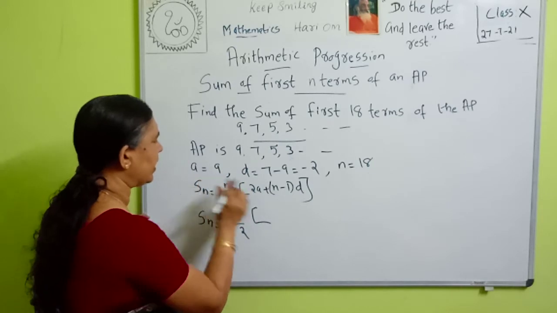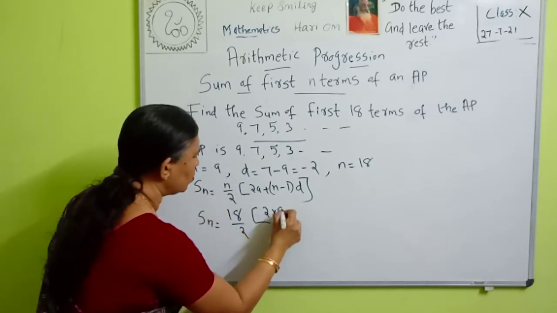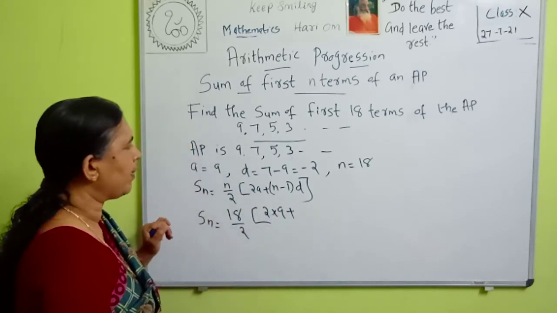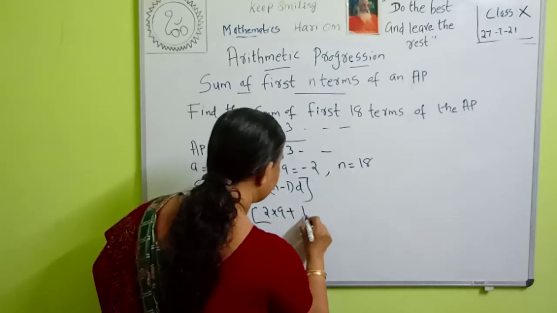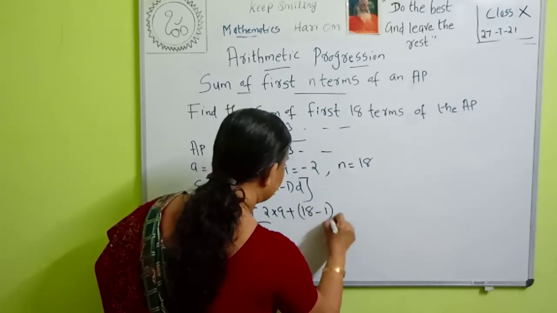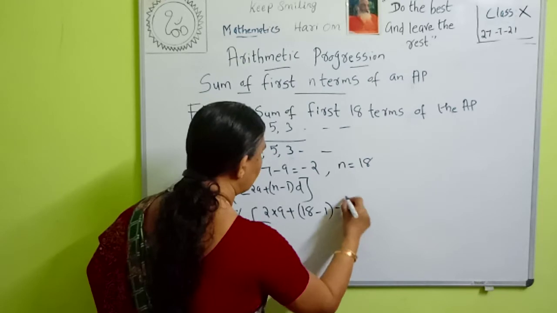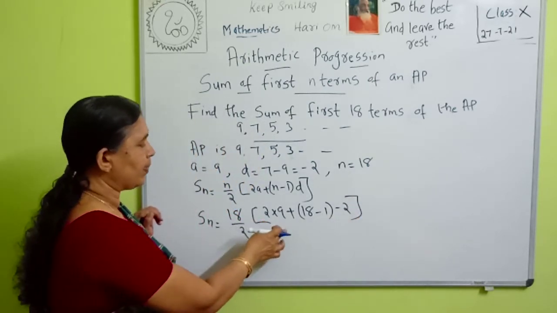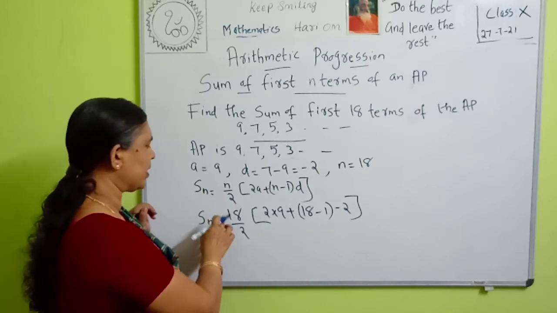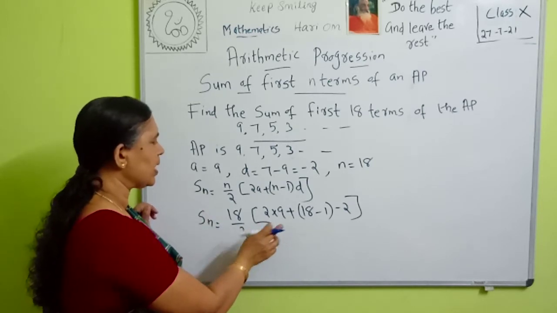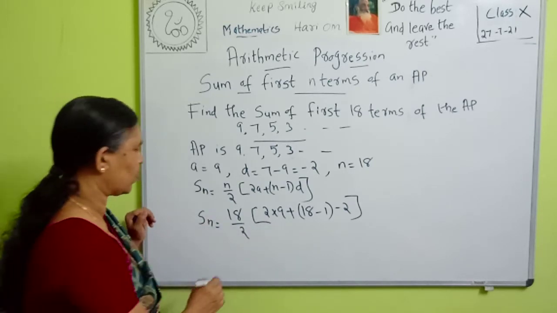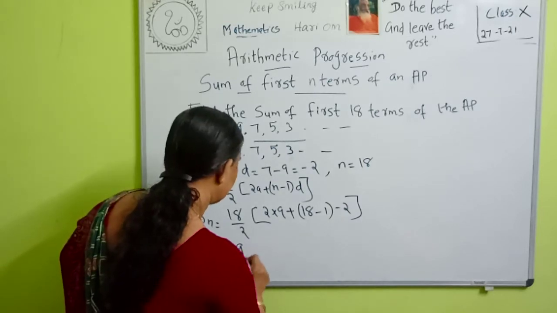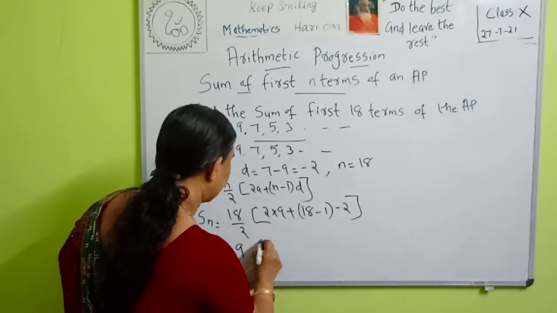What is a here? 9. So 2a is 2 into 9 plus n minus 1. n is 18, so 18 minus 1 into d, which is minus 2. So Sn is equal to n by 2 into 2a plus n minus 1 into d. Here 18 by 2 into 2 into 9 plus 18 minus 1 into minus 2. That is equal to 9 into 2 into 9 is 18.